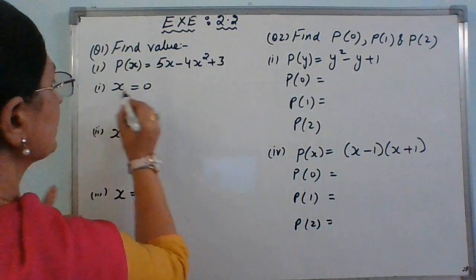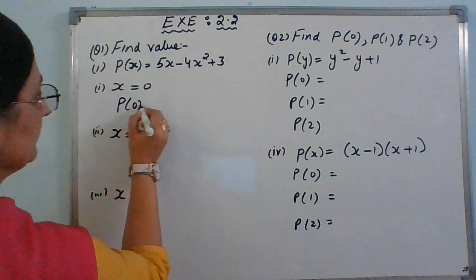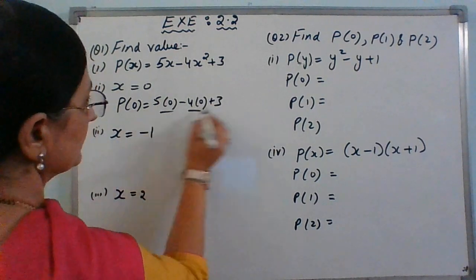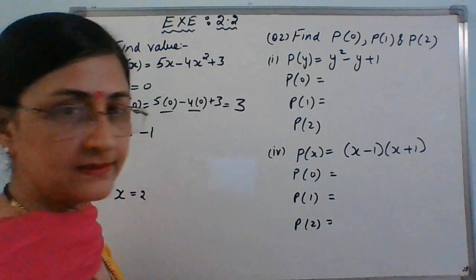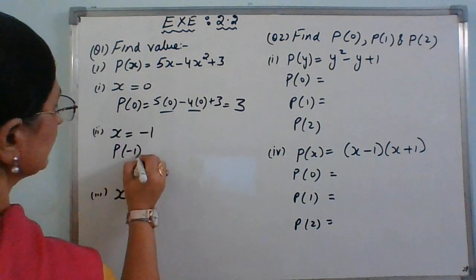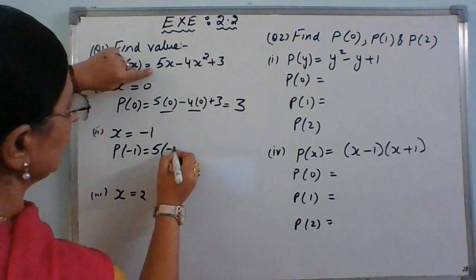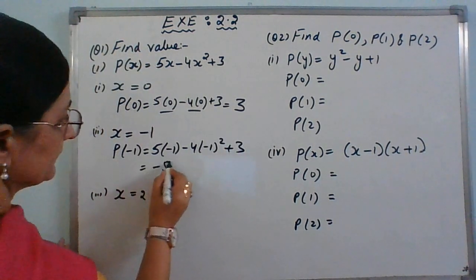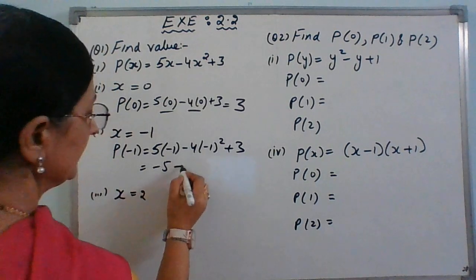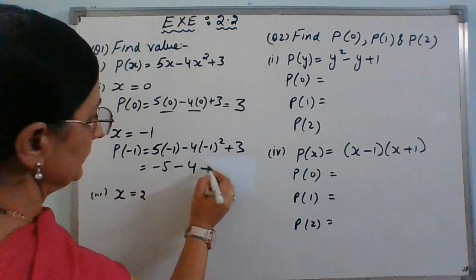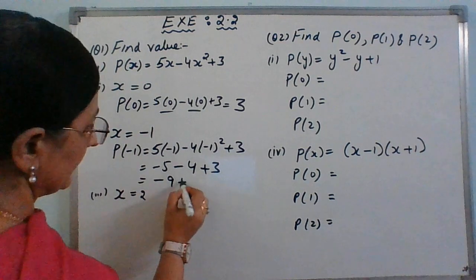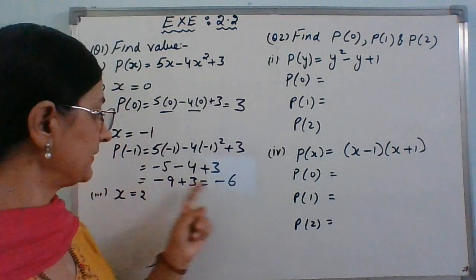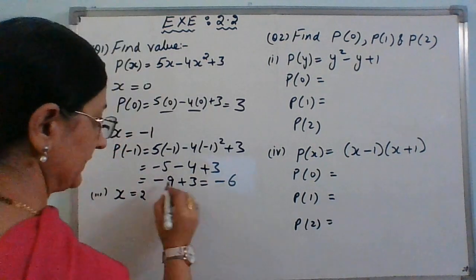Here find the value of this when x is 0. P of 0 means here it will be 0, here it will be 0, and 3. So the answer will be 3. It's simple, you can find it out. P of minus 1 means here you have to put minus 1, 4 times minus 1 squared, and plus 3. Here it becomes minus 5, minus times minus becomes positive. So this minus remains here, 4 ones are 4, plus 3. Here it becomes minus 9 plus 3, that becomes minus 6. The greater is 9, so we have to write the sign of the greater number, right?